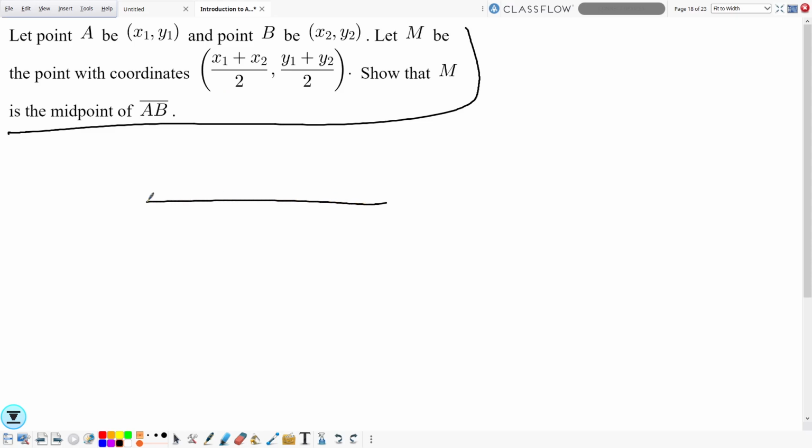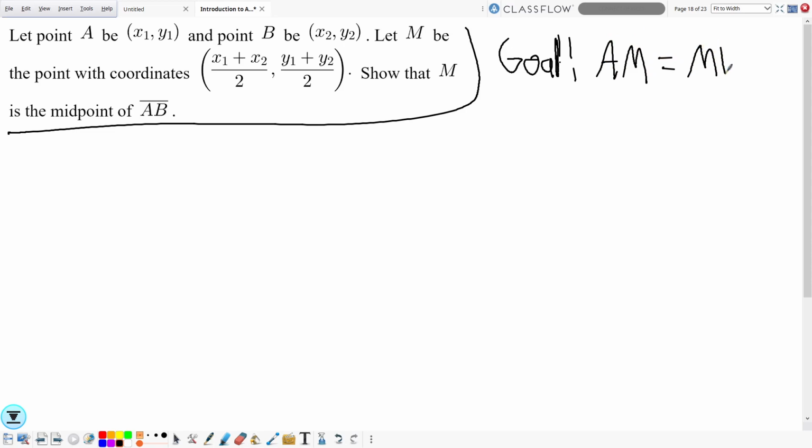Well, if we think of a line segment, you got line segment AB. If M truly is our midpoint, then that must mean that AM and MB have to be congruent. Because if they weren't congruent, if they didn't have equal distances, AM and MB, then M wouldn't be in the middle. So that's our goal. The goal is to show AM is the same length as MB.